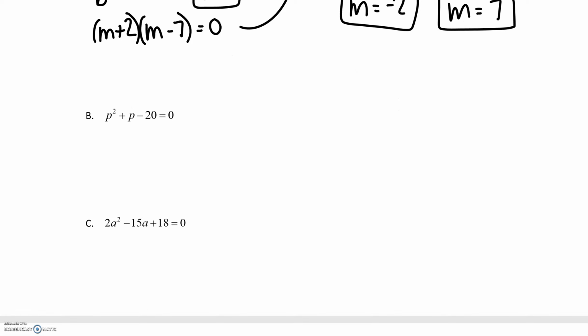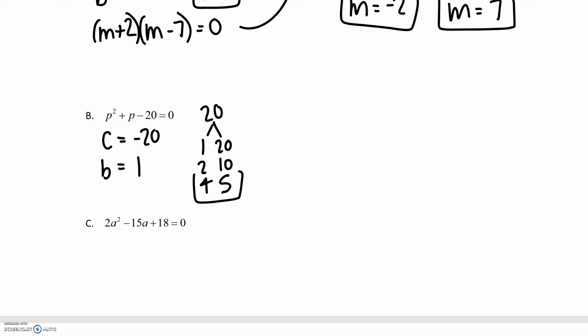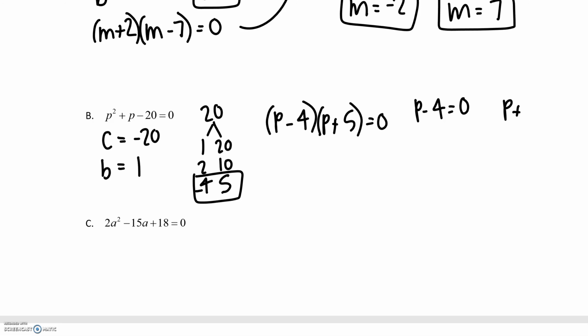Next one, we have our c equals negative 20 and our b equals 1. So we have 1 and 20, 2 and 10, 4 and 5. So we should have p minus 4 and p plus 5 equals 0. So p minus 4 equals 0 and p plus 5 equals 0, which means we have p equals 4 and p equals negative 5.